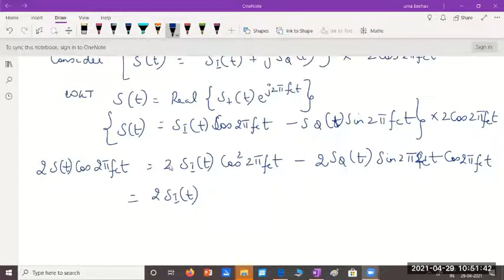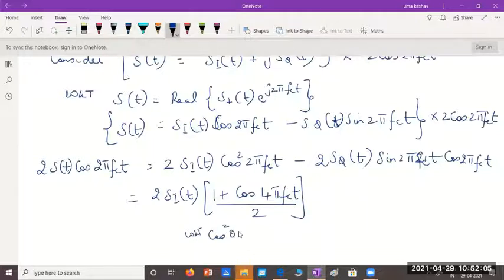Okay, you just multiply. What do you get here? 2 S_I of t. How do I represent cos square theta? 1 plus cos 2 theta by 2, so cos 4 pi fct by 2. Yes or no? We know that cos square theta can be written as 1 plus cos 2 theta by 2, because cos 2 theta is 2 cos square theta minus 1. Right? So we know all these trigonometric relations.